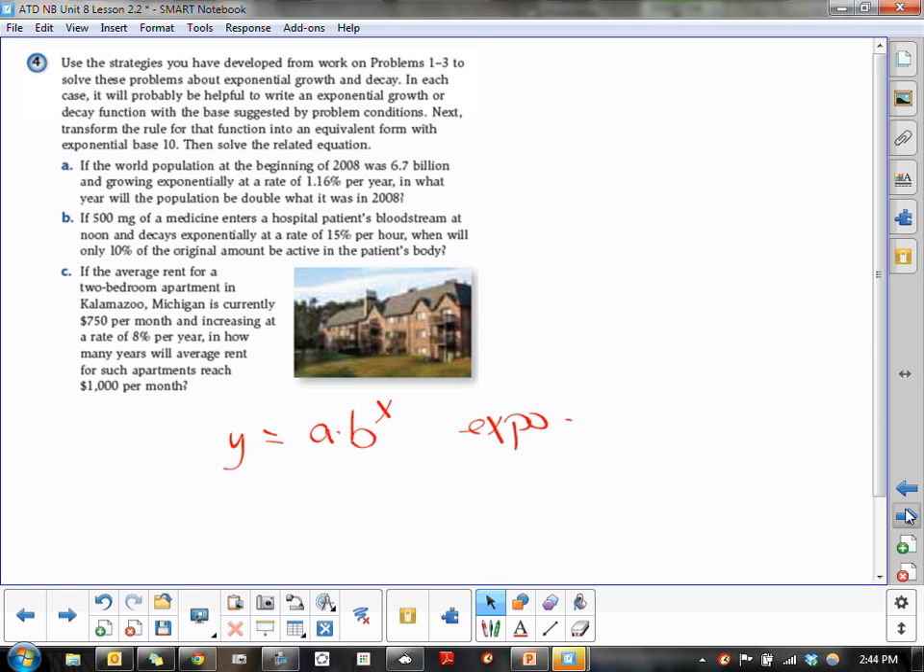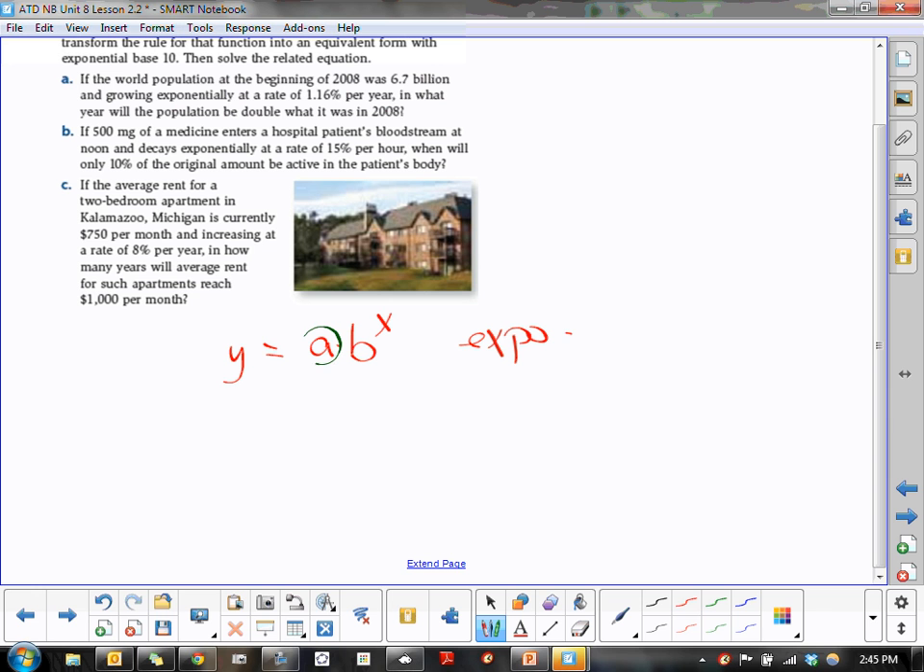It says, if the world population at the beginning of 2008 was 6.7 billion and growing exponentially at a rate of 1.16% per year, what year will the population double? We've got to build it first. Whenever we build an exponential equation, this A is always going to be your starting point. This B is going to be your rate of growth, or sometimes it will be decay. This one has to be growth.